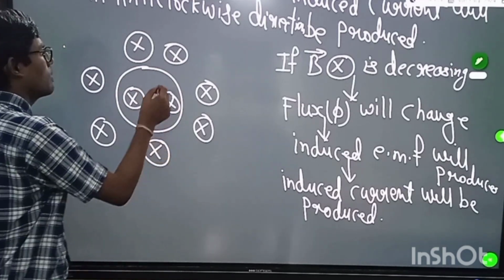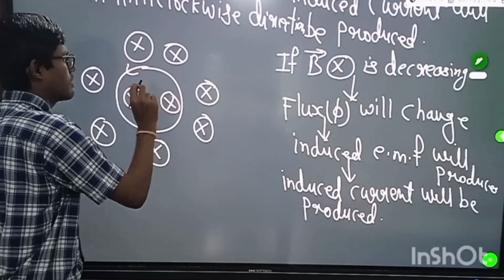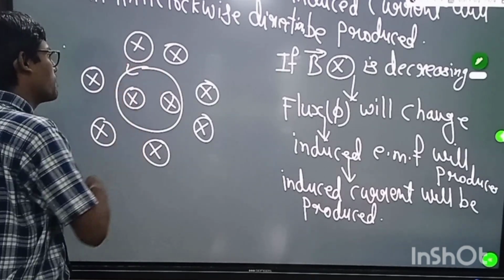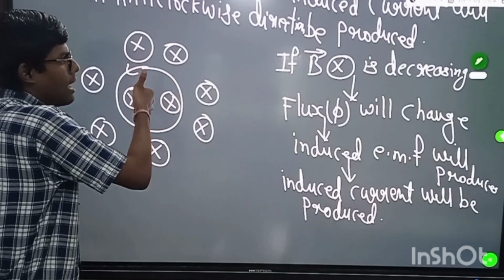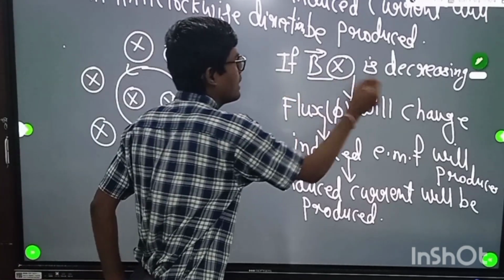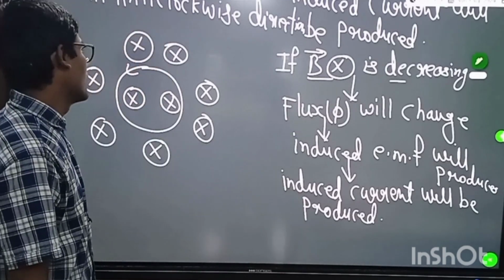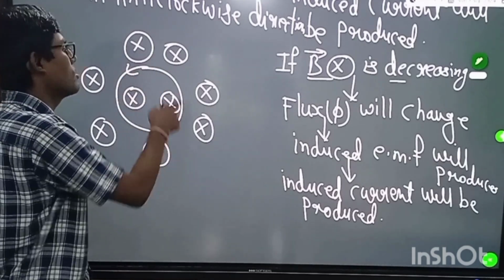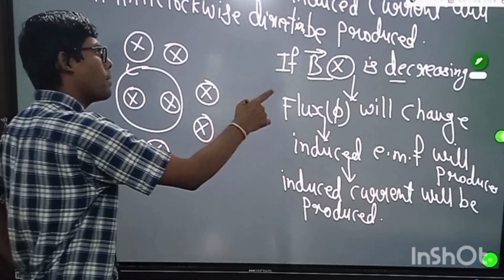Now there will be two choices. The current may flow in this direction or in this direction. If the current flows in the anti-clockwise direction, then the magnetic field produced due to this induced current will be outward, and due to this outward magnetic field, the external magnetic field will decrease again. So this is against Lenz law.